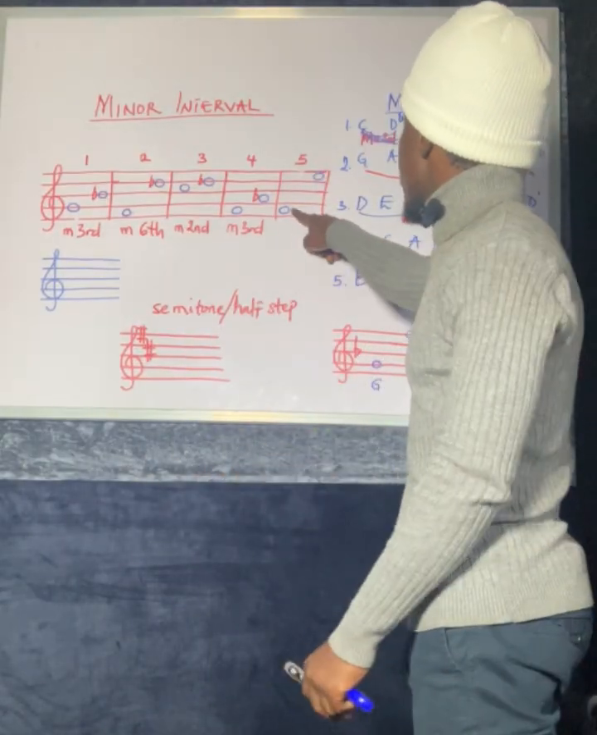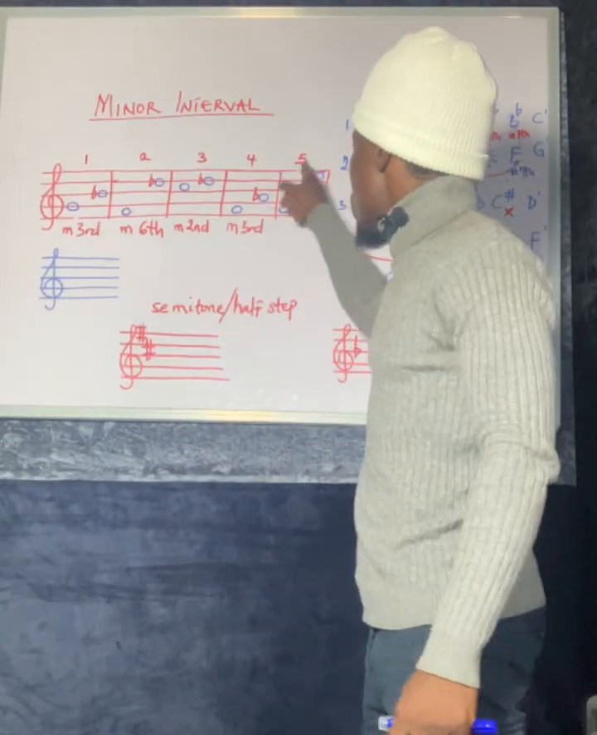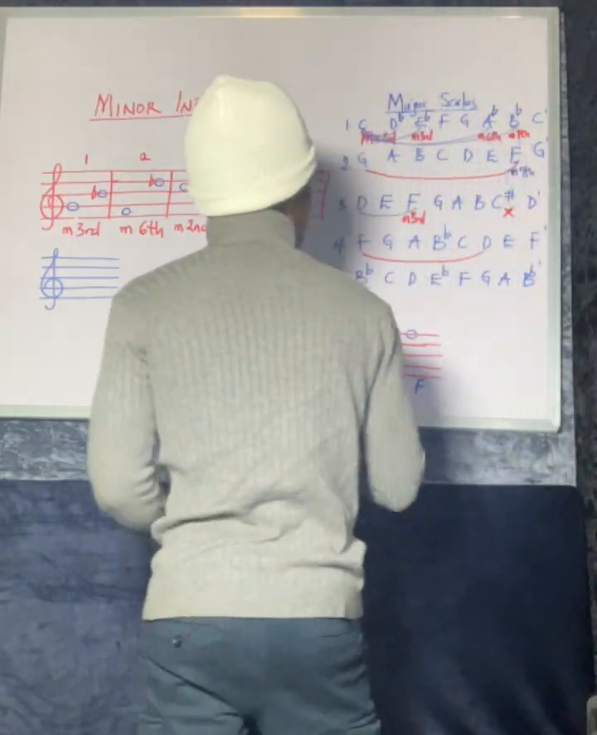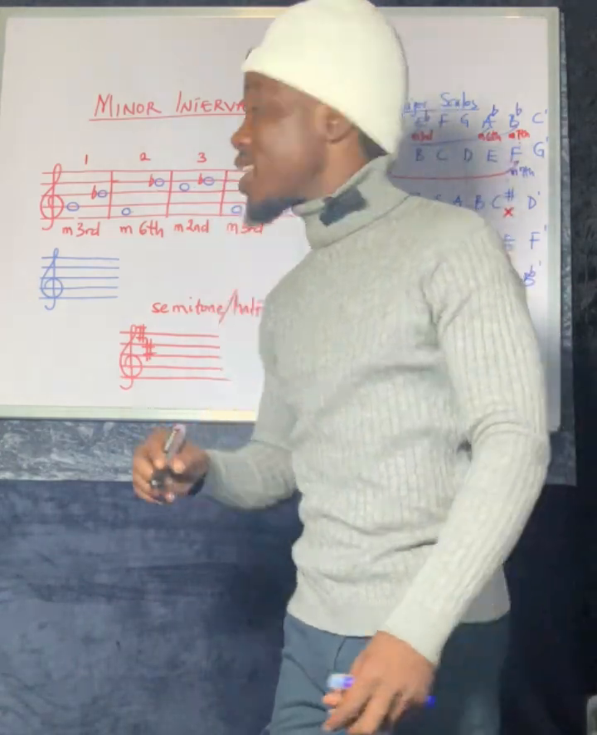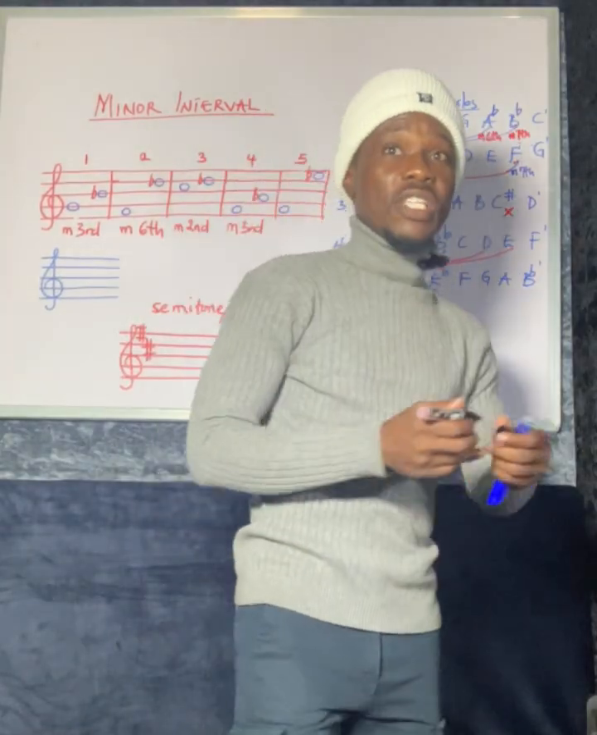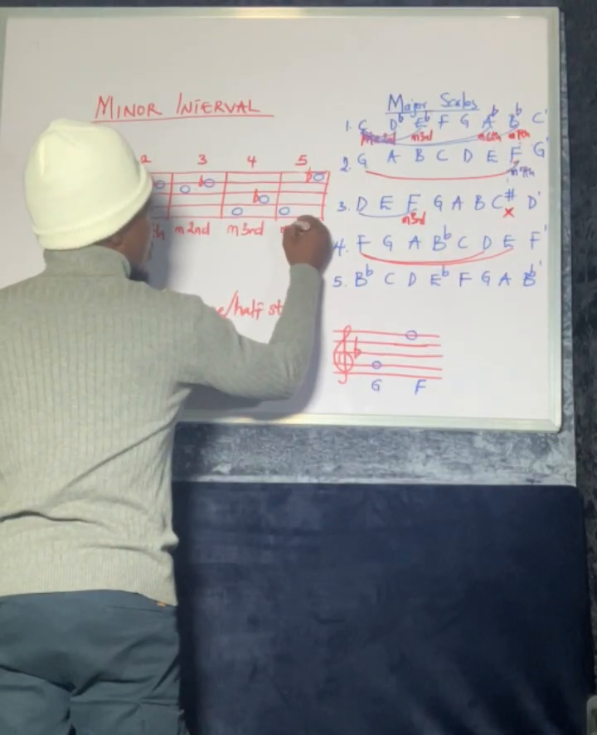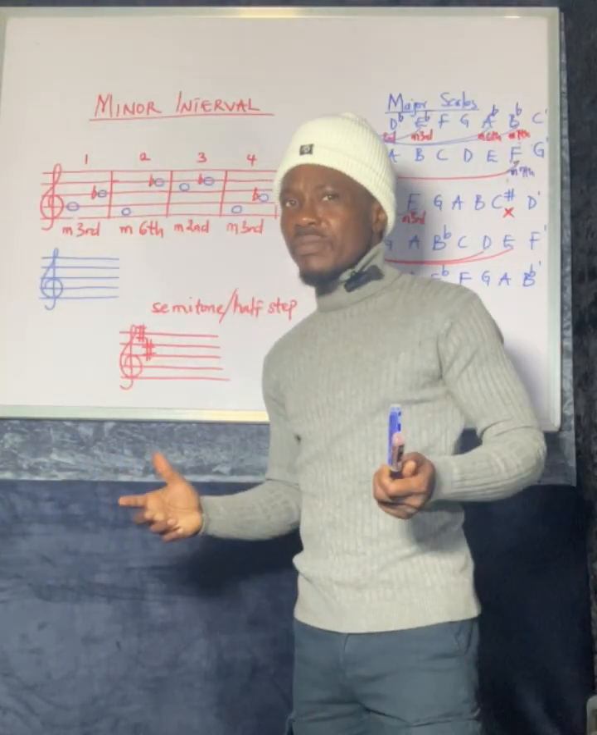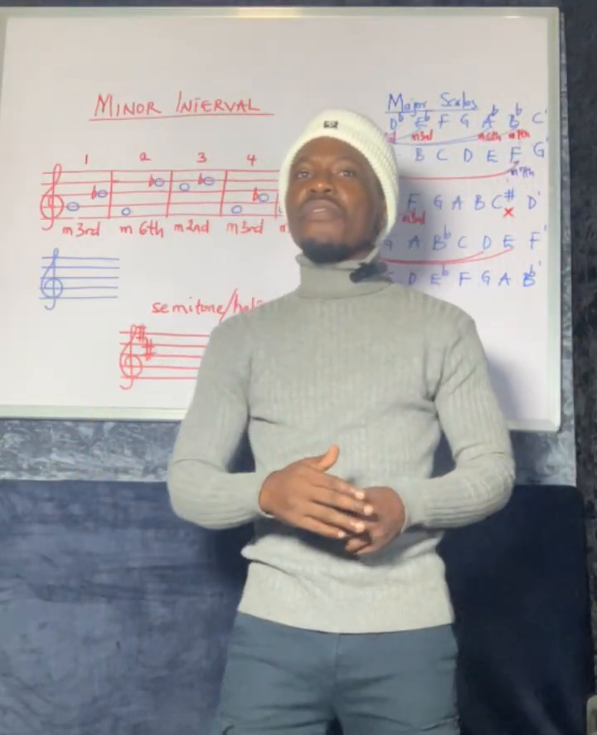Now let's go to the last interval there, interval number 5. We have F to what? Space 1 up to space 4. Space 1 is still F, and space 4 is letter E. So we have F to E, that is the seventh. So F to E is a major seventh. But when the E is lowered, it becomes a minor seventh. You can see we always derive our minor from major.